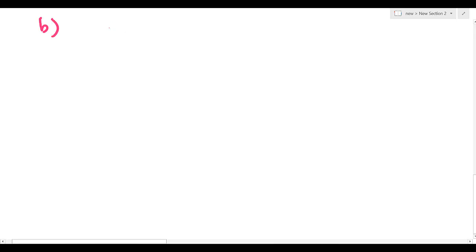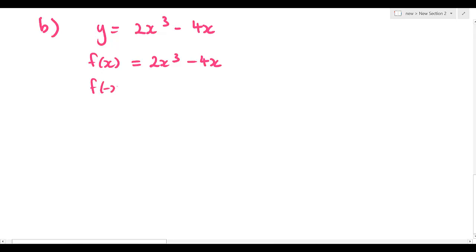So the second question is y equals x cubed minus 4x. So what we should do is we should change the y into a function notation. So I'm going to replace y with f(x). So now f(x) is 2x cubed minus 4x. So under the f(x) line, we should define what f(-x) is. So f(-x) is when I substitute x for negative x.